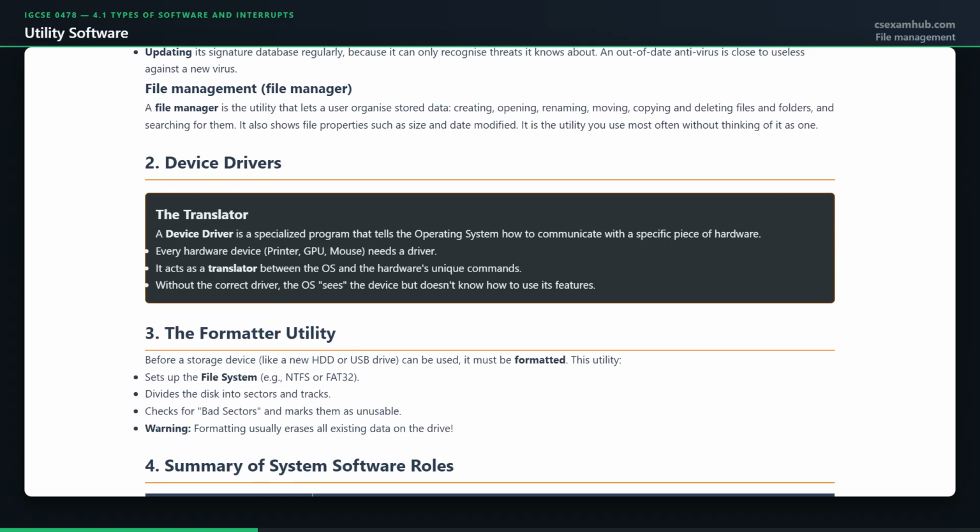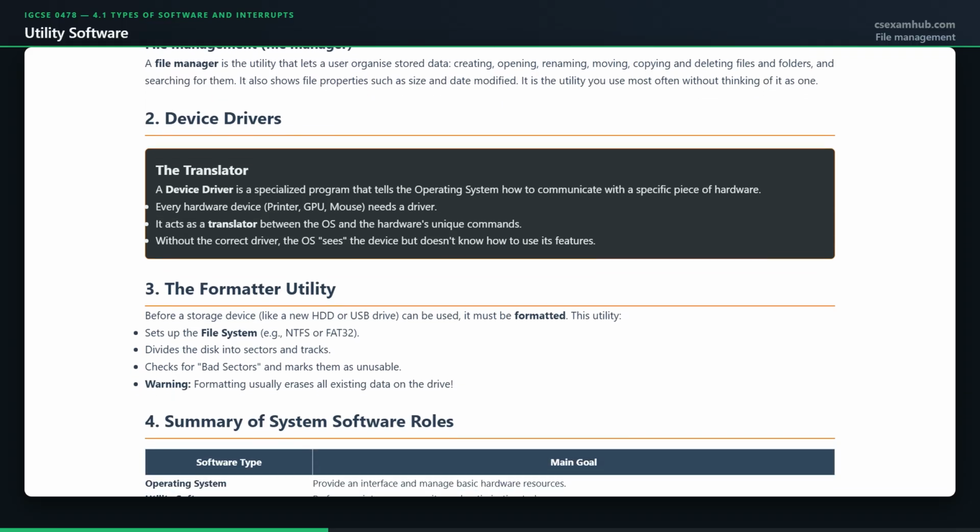File management, or the file manager, is the utility that lets a user organize stored data, creating, opening, renaming, moving, copying, and deleting files and folders, searching for them, and viewing their properties such as size and date modified. It is the utility you use most constantly without ever thinking of it as one, because to most people it simply looks like the computer. Note the relationship to the operating system's storage management function from the previous lesson.